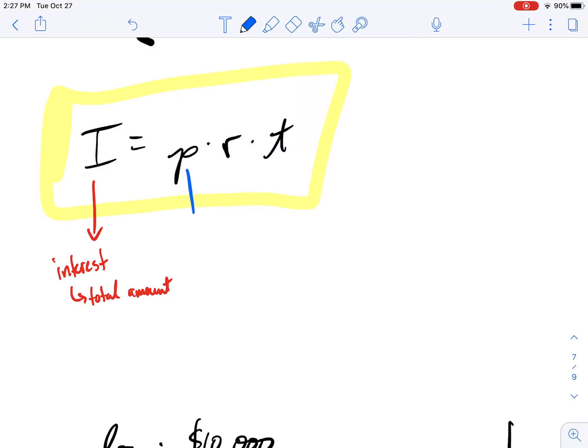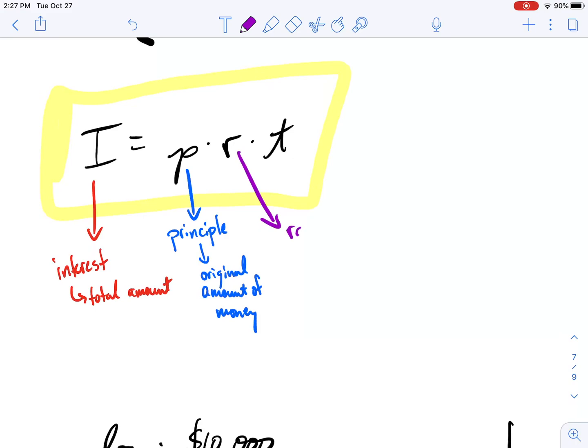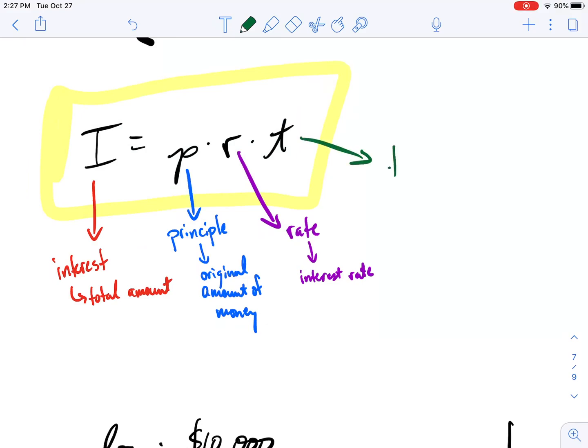All right. The P stands for principal, and this isn't like a school principal. The principal is the original amount. So this is the original amount of money. R stands for the rate. This is the interest rate. And then T stands for time. So how long do you get that rate for?